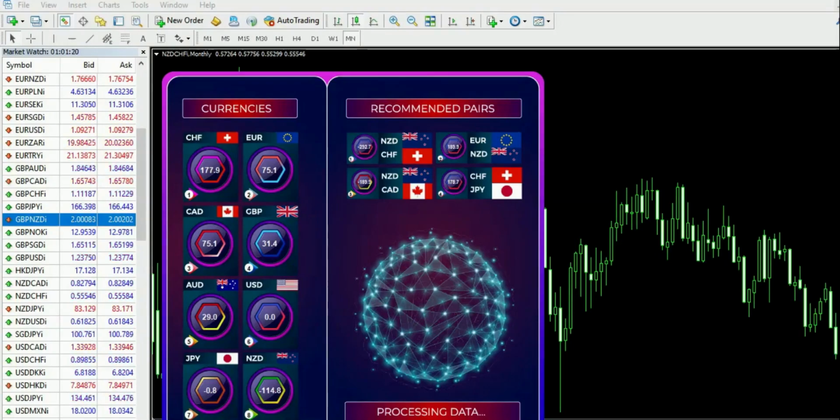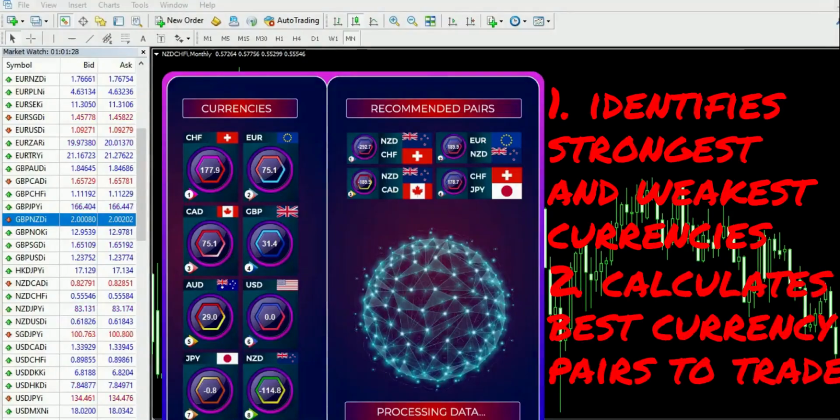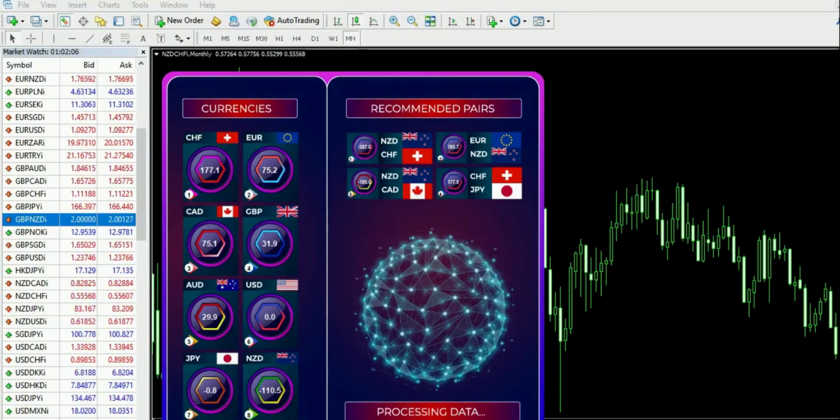And so our currency strength indicator performs 2 tasks. It identifies the strongest and weakest currencies and also calculates the best currency pairs to trade using our neural network's comprehensive data analysis. And so there you have it, guys. That's an introduction to our super amazing currency strength indicator.